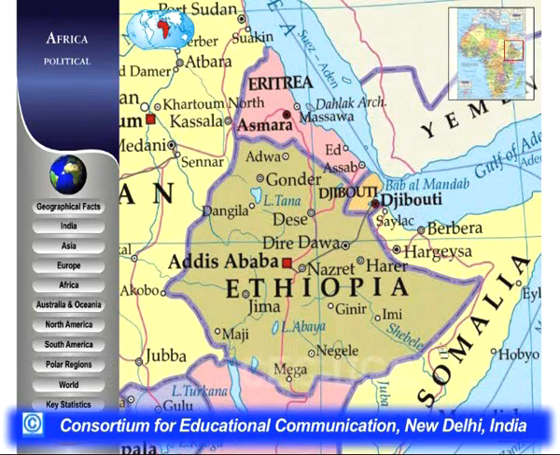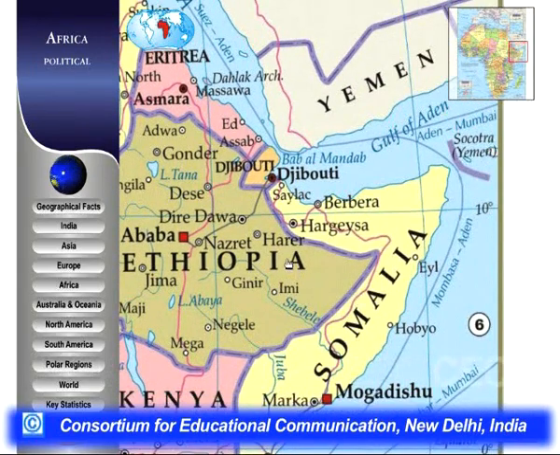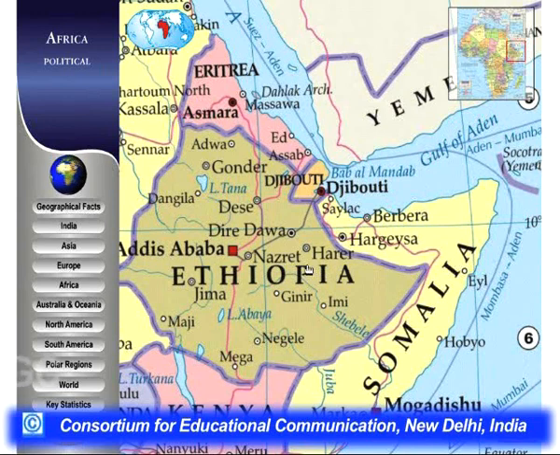And number 9 is Somalia. So earlier, Ethiopia, Eritrea, and Djibouti, including Somalia, were one piece of land, one country, which was known as the Horn of Africa. Now these countries are divided. Ethiopia separated from Somalia, then Eritrea separated from Ethiopia, then Djibouti separated from Ethiopia.